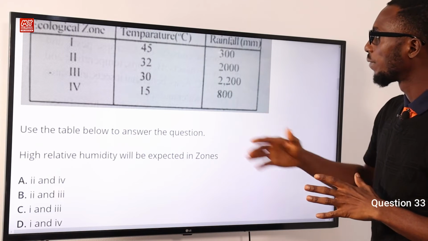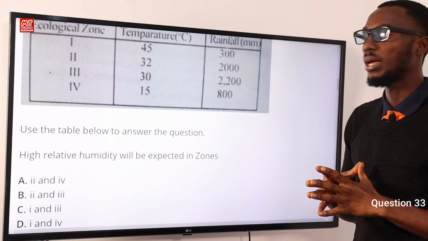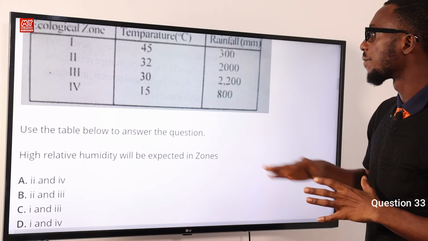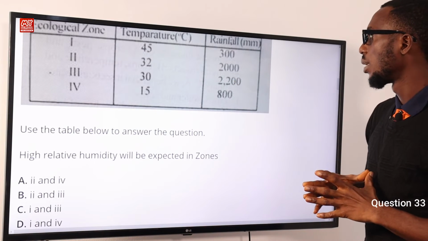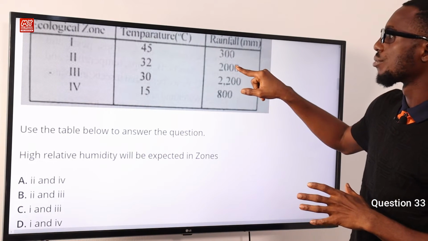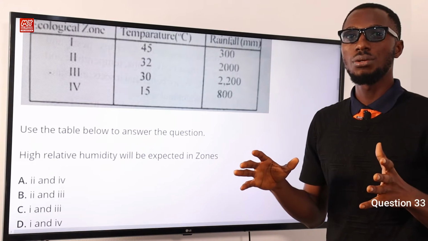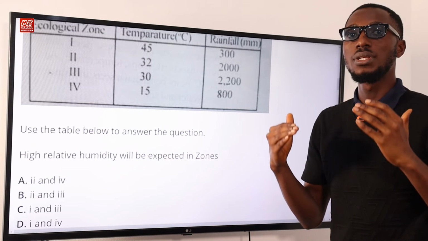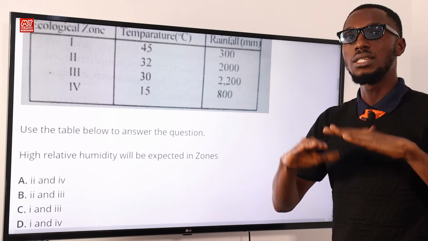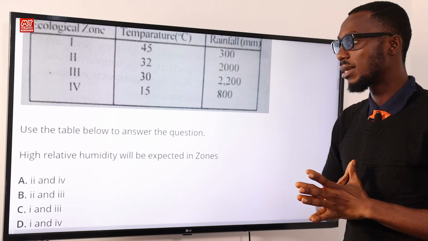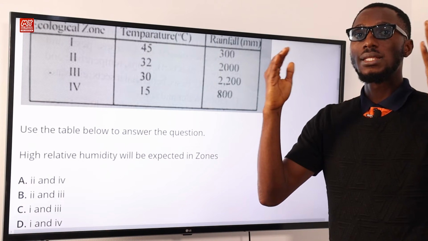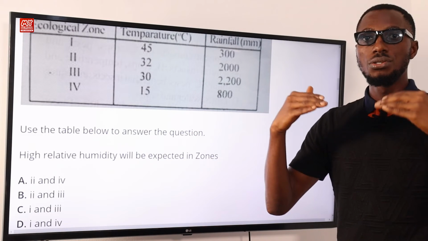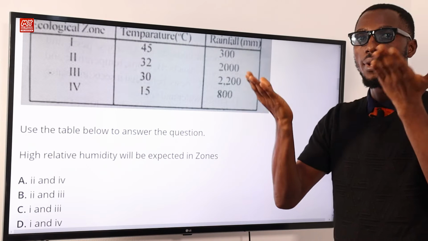So if you look through all of these provisions, you will see that the zones with the highest rainfall are zone 3 and zone 2. Then another factor that affects relative humidity is temperature. Once there is an increase in temperature, there will be a decrease in relative humidity. That means high temperature equals low relative humidity. Low temperature tells you there is going to be high relative humidity.